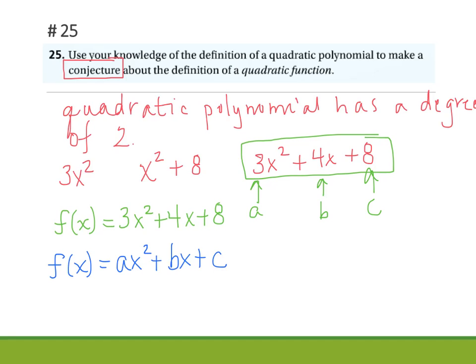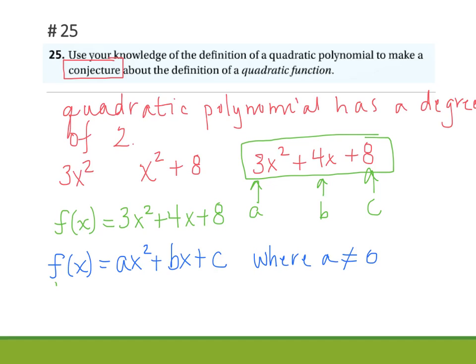And I have to put a little caveat on that that says where a does not equal 0. I want to explain to you why I have to say that a cannot equal 0. So think about it for a second. What would happen to this quadratic function if a is equal to 0?